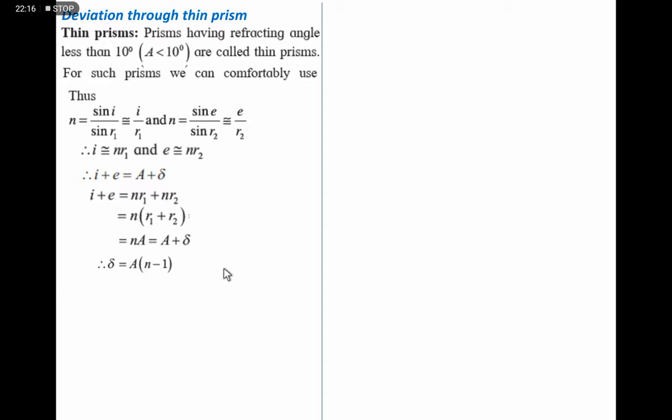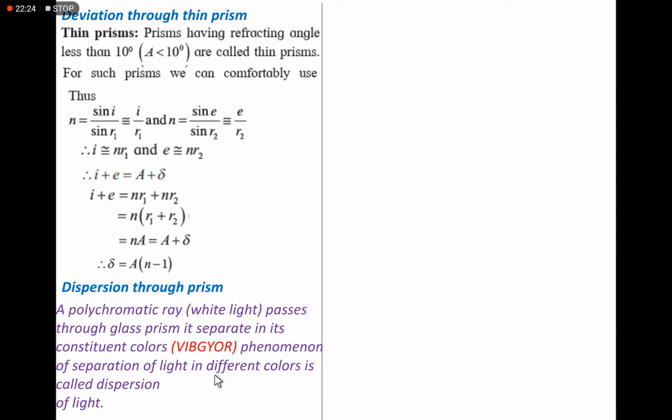Now the next part is very important. It is dispersion through the prism. Here we consider a polychromatic ray of light passing through the denser medium of the prism. When it comes out from the denser to the rarer medium, from the other refracting surface, it separates into its constituent colors. This phenomenon of the separation of white light, the polychromatic ray, when it passes through the denser medium and comes out from the other refracting surface, into its constituent colors is known as dispersion of light.